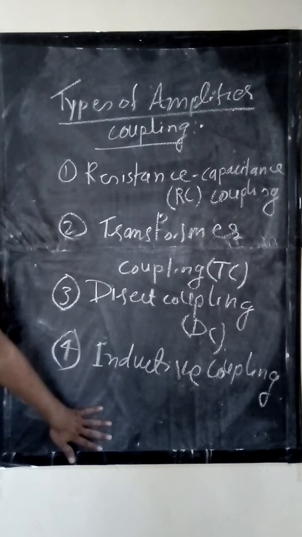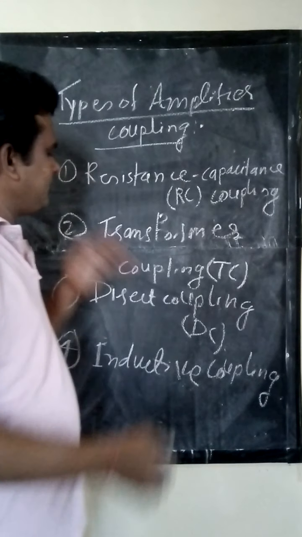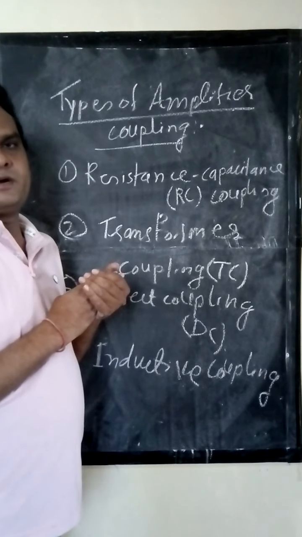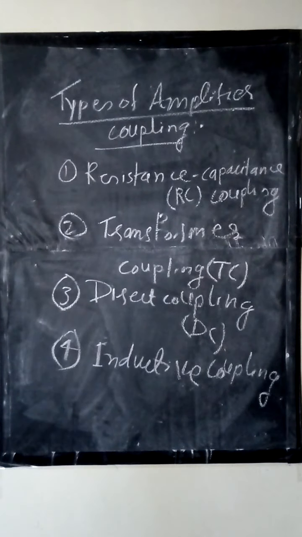These are the types of coupling we use in amplifiers: resistance capacitance, transformer coupling, direct coupling and inductive coupling. We will see in the next lecture the two-stage RC coupled amplifier.